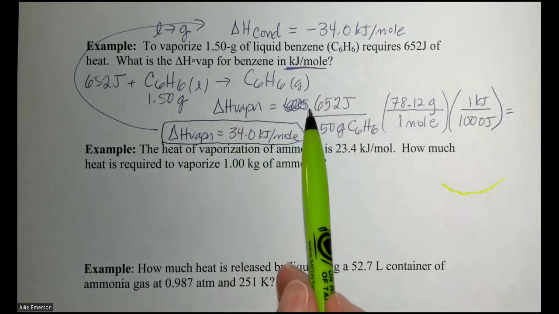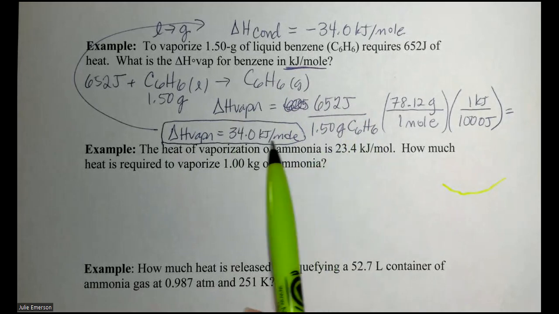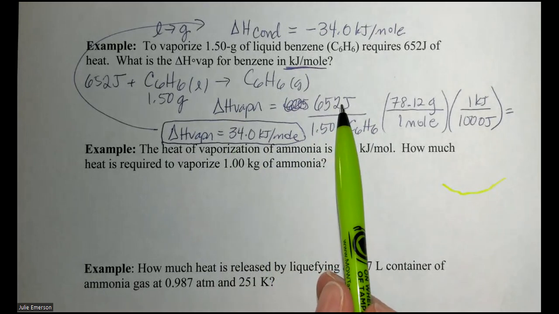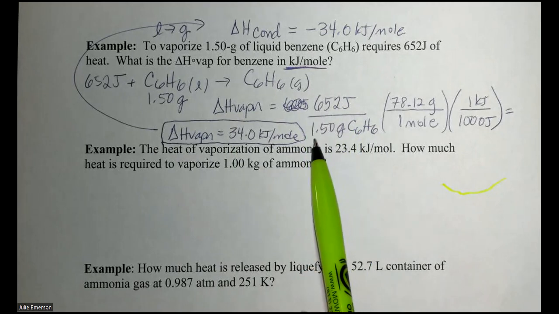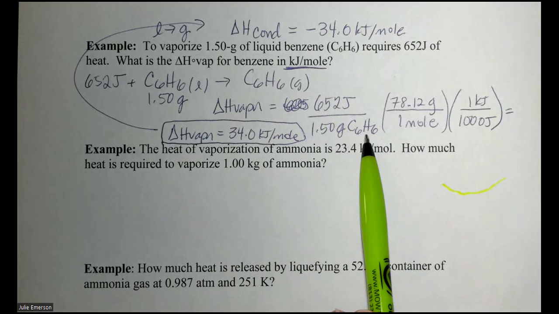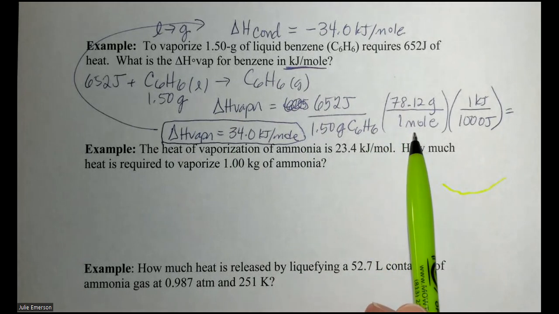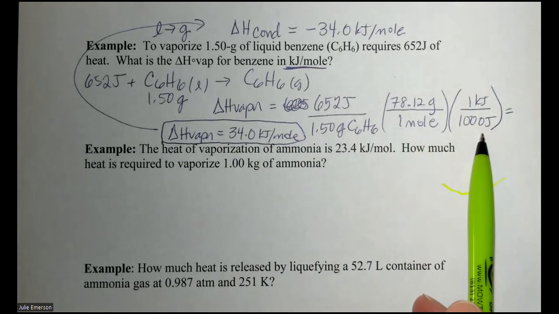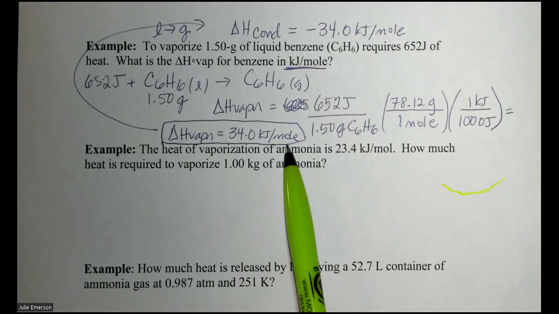And you always take the amount of energy per amount of substance, and then just make sure your units end up in kilojoules per mole. So we have our energy of 652 joules required, so we know it's a positive. We have in the denominator our 1.50 grams of benzene, changing grams to moles using the molar mass from the periodic table, and then just changing joules to kilojoules using that prefix of 1,000. Kilo means 1,000. So 34 kilojoules per mole heat of vaporization for benzene.